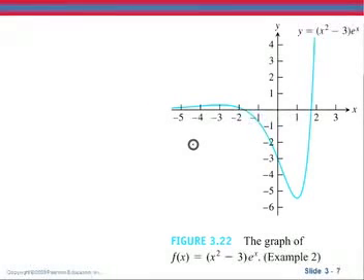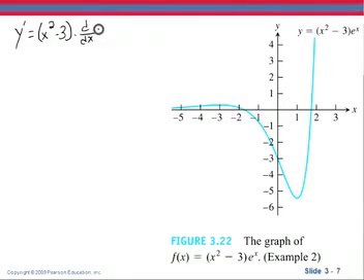And let's look at where it's increasing and decreasing. So let's find the first derivative. That's a product rule, so we take the first function times the derivative of the second plus the second times the derivative of the first.